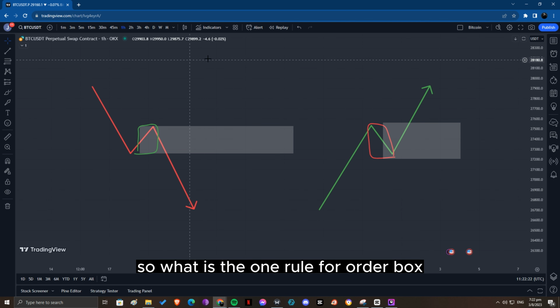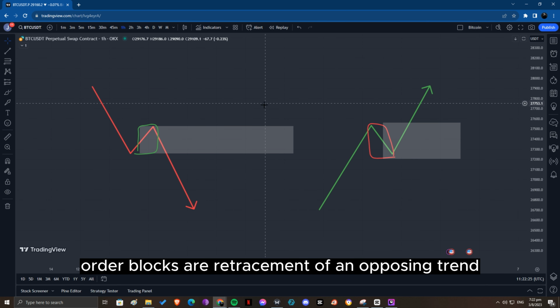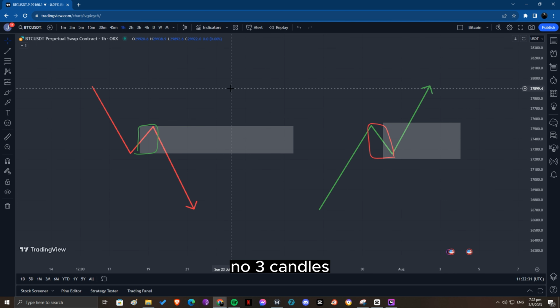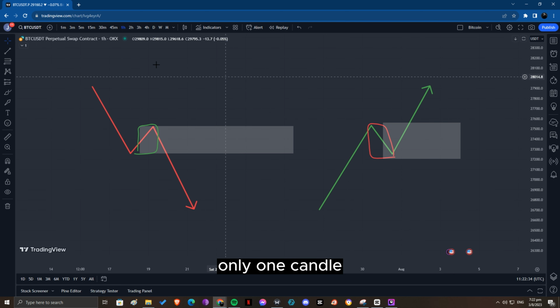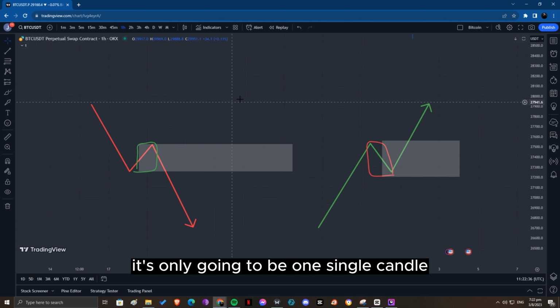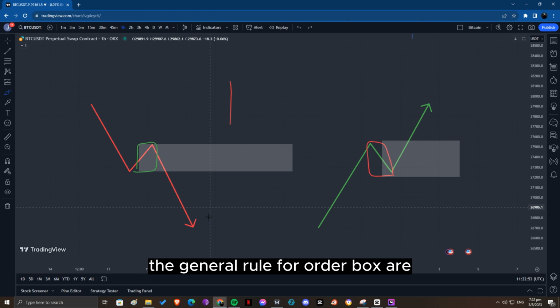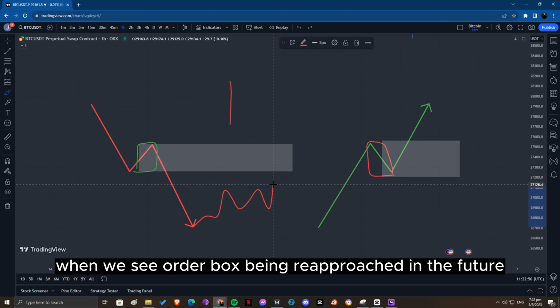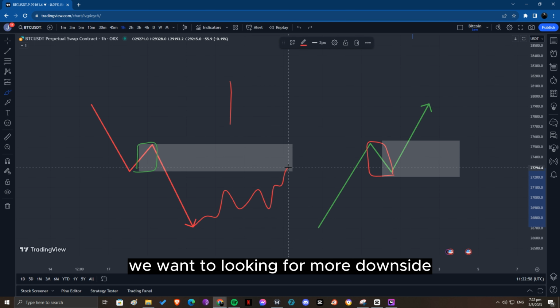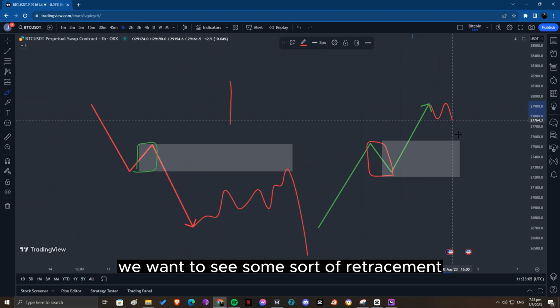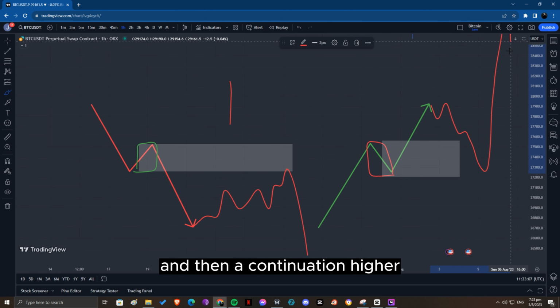So what is the one rule for order blocks? Order blocks are a retracement of an opposing trend candle, and it consists of only one candle. So no two candles, no three candles, no four candles, only one candle. If you want to find an order block, it's only going to be one single candle. The general rule for order blocks is that when we see order blocks being reapproached in the future, we want to be looking for more downside. Similarly, if we are in an uptrend, we want to see some sort of retracement back to the order block and then a continuation higher.